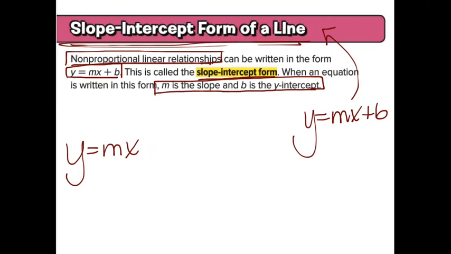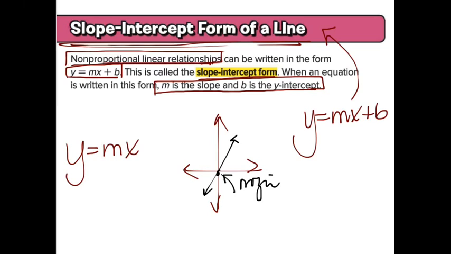Up to this point, we were looking at y equals mx. And what happened when we looked at y equals mx was we had a line that went through the origin. Now what's happening is when we get these equations y equals mx plus b, they're saying it's a non-proportional line. So that's a line that does not go through the origin. And that spot where it doesn't go through the origin gives us our b.